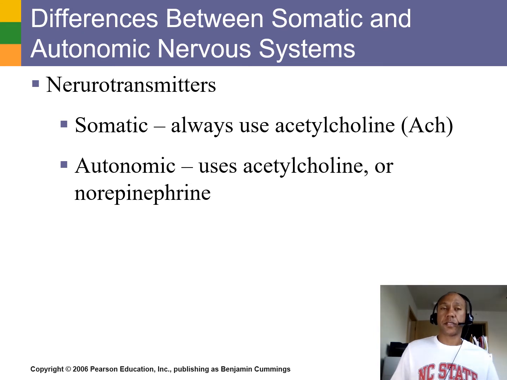Lastly, let's discuss the neurotransmitters of the somatic and autonomic nervous systems. In the somatic nervous system, the neurotransmitter is always acetylcholine, and we abbreviate that ACh.